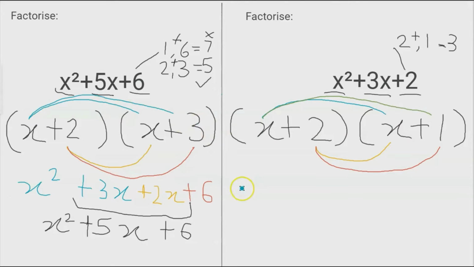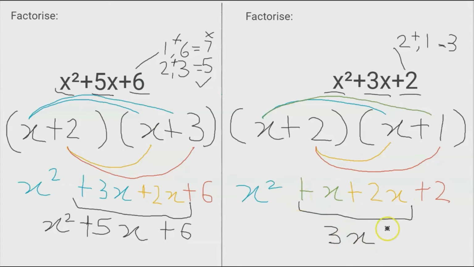So x squared plus x plus 2x plus 2. When we combine these two x terms, we get x squared plus 3x plus 2, and x squared plus 3x plus 2 is the same as the expression up here, so we know that our answer is right.